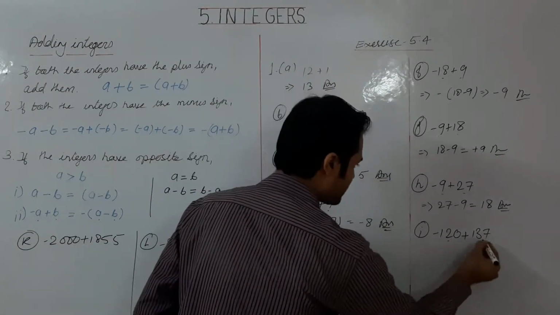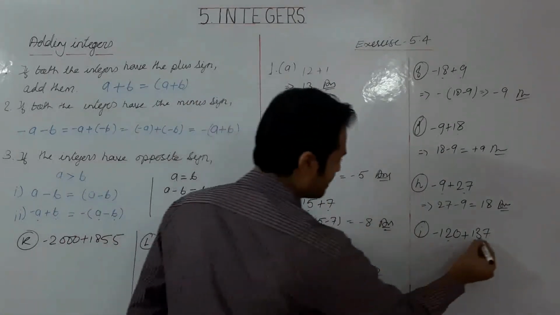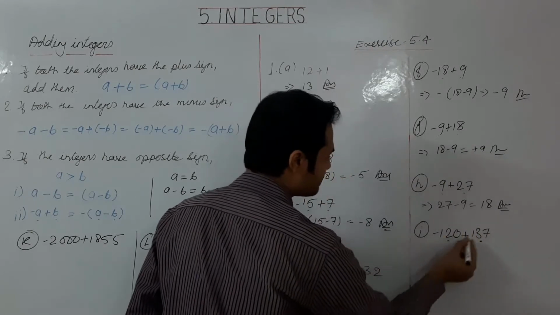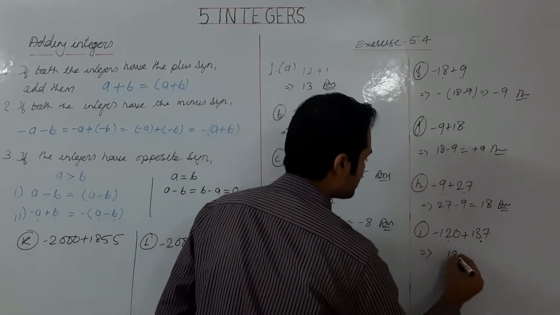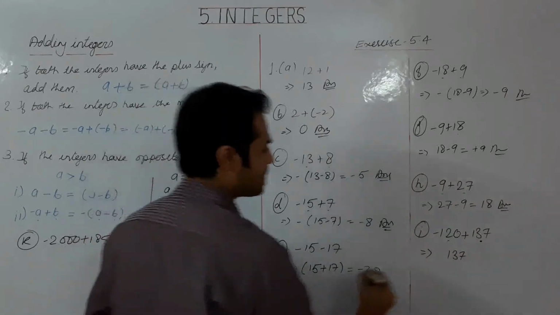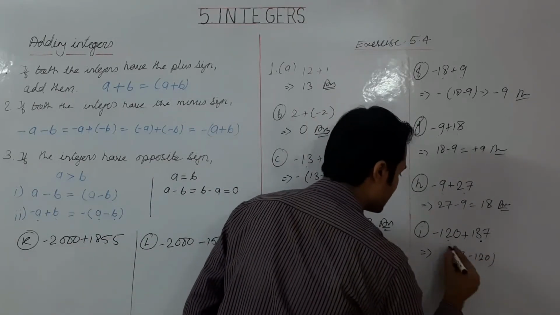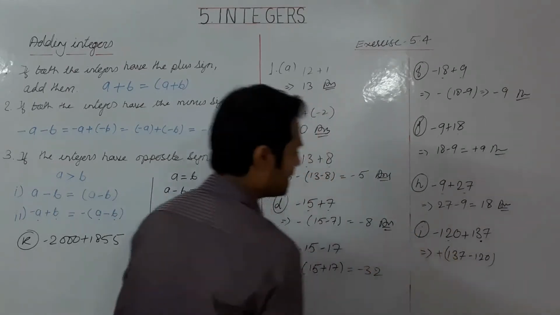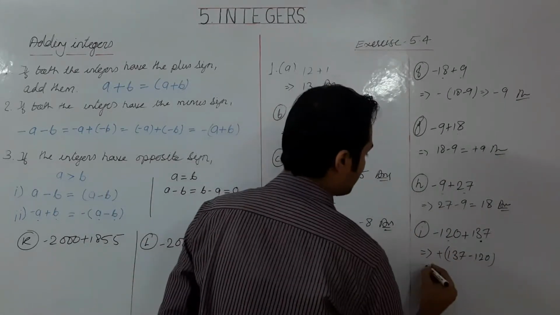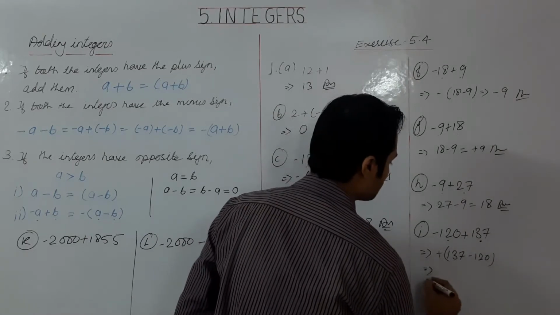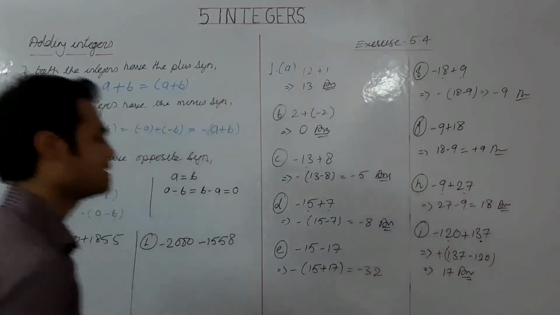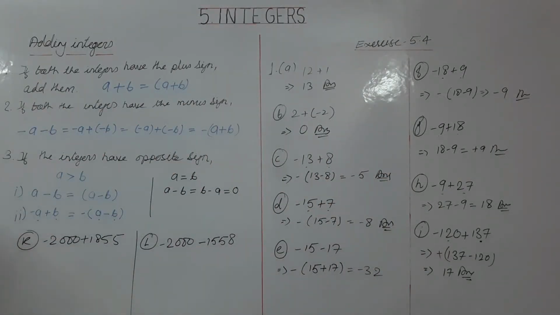The first number is negative, the second number is positive, but the second number with the positive sign is numerically greater than the first number. So write 137 minus 120. And the sign? Will the sign be negative? No, the sign is positive. Right? So 137 minus 120 will be 17. 17 is the answer. In the next case, minus 2000 and 1855.